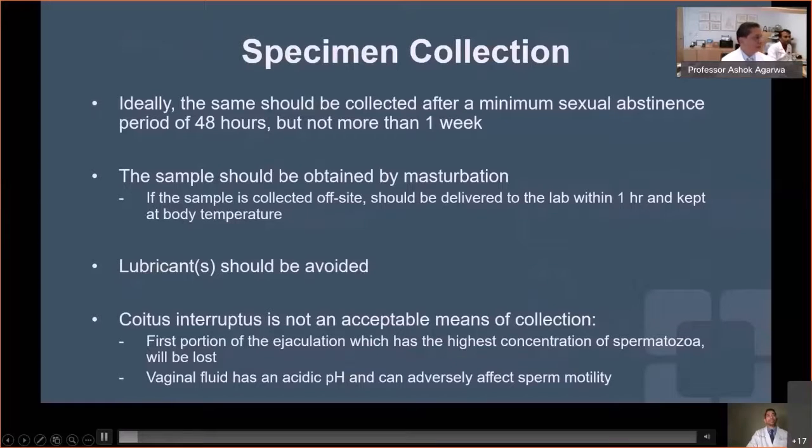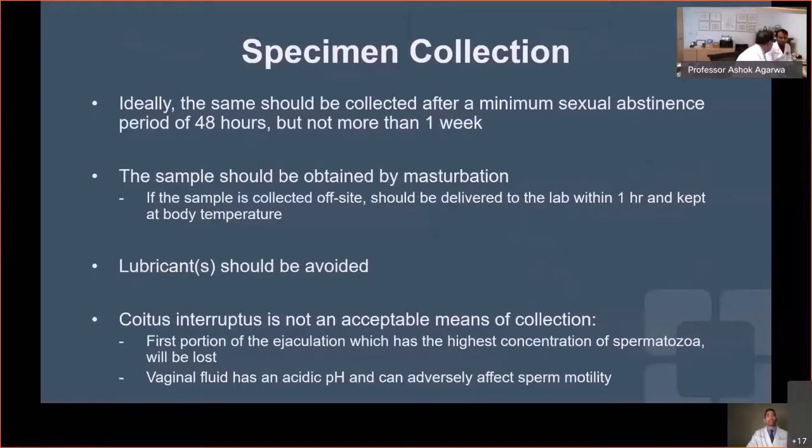collection, and that begins with counseling patients on the appropriate abstinence interval prior to their semen collection. Now, the appropriate abstinence interval should be a period of 48 hours, but not more than 7 days. There is some evidence to indicate that an abstinence interval greater than 7 days may result in higher levels of sperm DNA fragmentation.